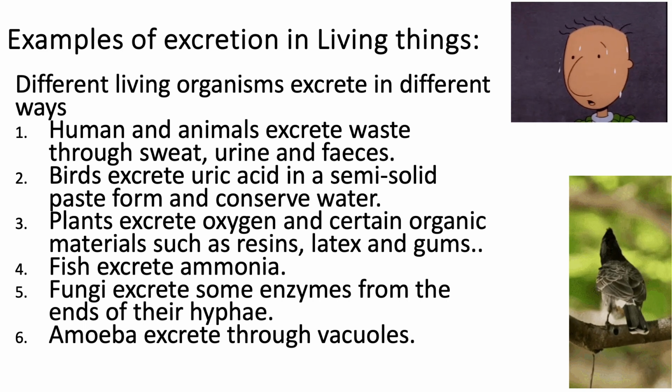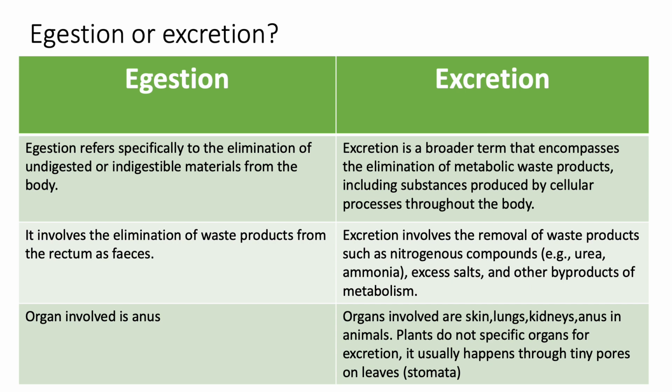Some of the examples of excretion in living things are: humans and animals excrete waste through sweat, urine, or feces. Birds excrete uric acid in a semi-solid paste form and conserve water. Plants excrete oxygen and certain organic materials such as resins, latex, and gums. Fish excrete ammonia. Fungi excrete certain enzymes from the ends of their hyphae. Amoeba excrete through vacuoles. The question arises whether egestion and excretion are the same.